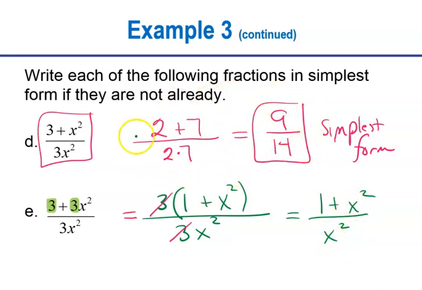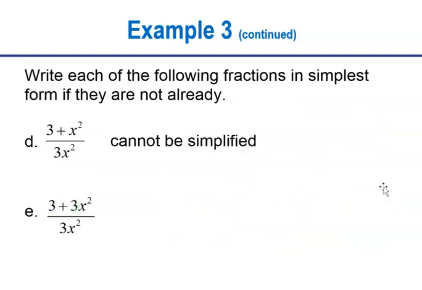Now again, your tendency may be to want to cancel these x squareds, but it's the same as the story we told above. You can't cancel part of addition or subtraction. You would have to factor and cancel any common factors. So anytime you feel like you should cancel part of an addition or part of a subtraction problem, you cannot do that. This is our simplest form. And we already talked about, again, 3 plus x squared over 3x squared cannot be simplified. And then there's our simplest form that we just calculated.